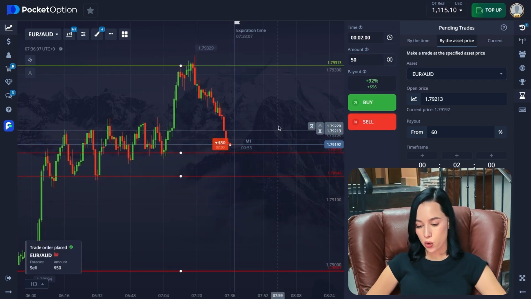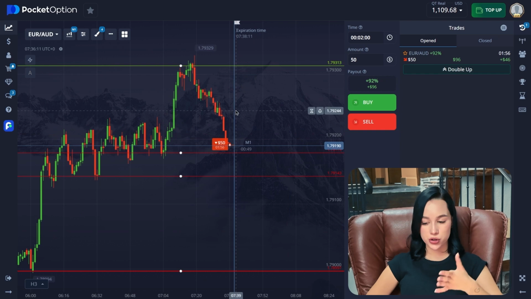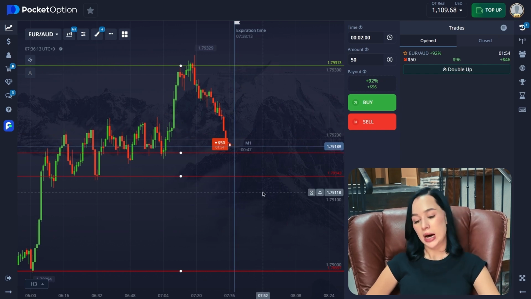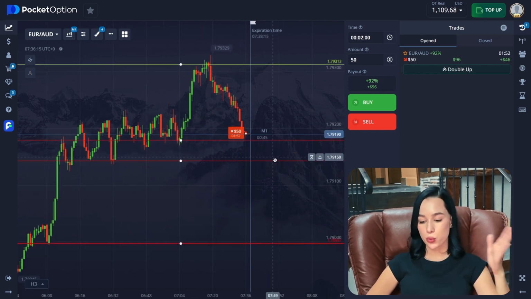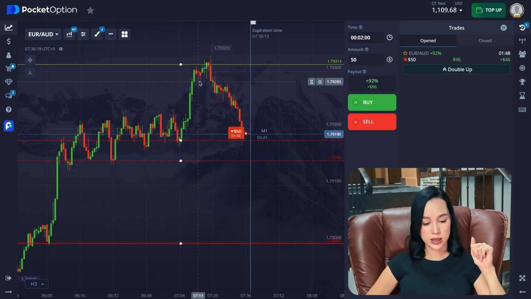So here, guys, let's open a sell trade for 2 minutes, because sellers are still showing their power, there are no signs of reversal, so we are following the trend. We already talked about support and resistance levels.